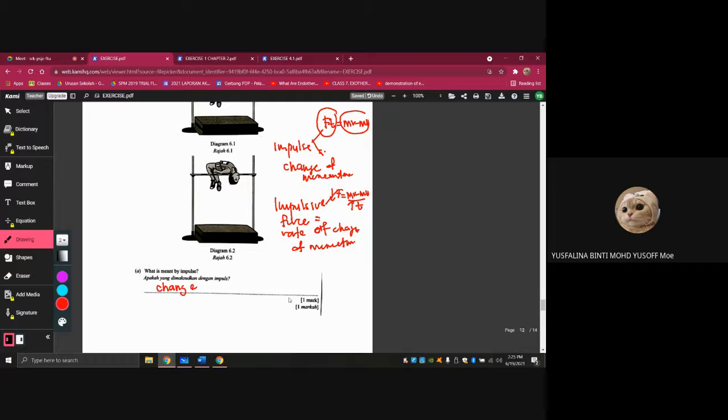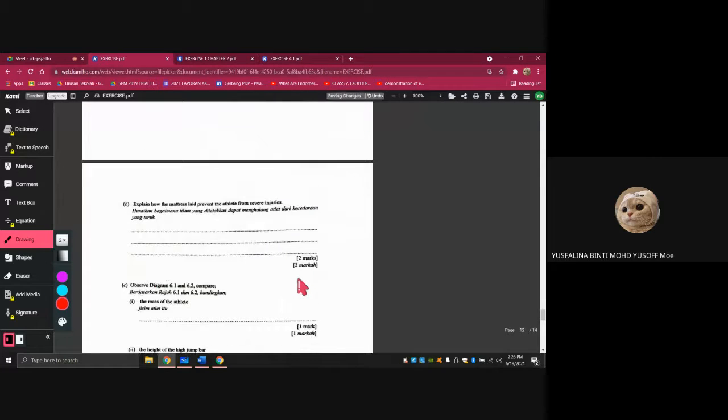So what does it mean by impulse here? Change of momentum. Okay, we move on to the next one. Explain how the mattress prevents the athlete from severe injuries. This must be connected with the impulsive force. Increase impact time, one mark, and decrease impulsive force, second mark. So, 2 marks.